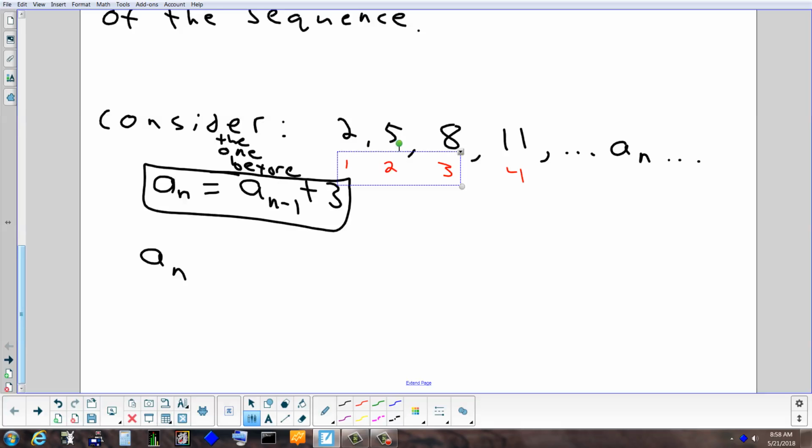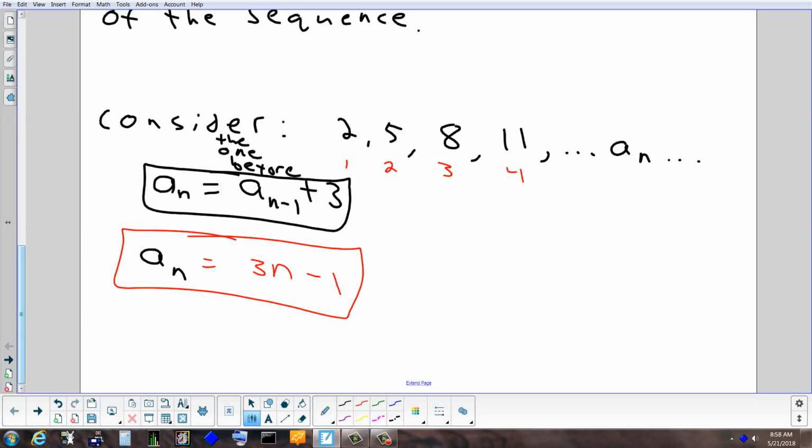Yep. Multiply by 3 minus 1. Yeah. So if you take the position you want to know, multiply it by 3 and minus 1, that's another formula. Let's try it. To get the one in the fourth spot, you would plug in a 4. 3 times 4 is 12, minus 1, 11. Works perfect. Let's check the third spot. 3 times 3 is 9, minus 1 is 8.